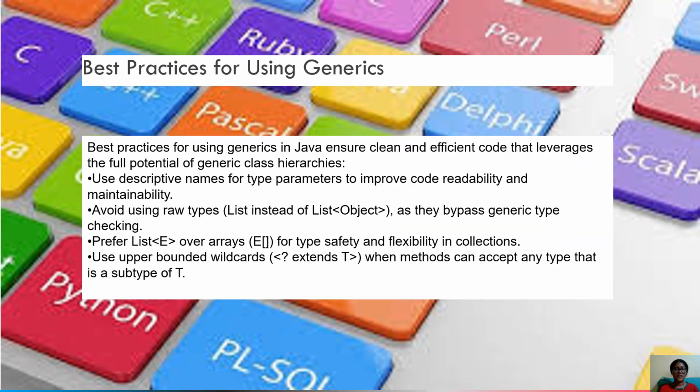So let's discuss some best practices for using generics. Best practices for using generics in Java ensure clean and efficient code that leverages the full potential of generic class hierarchies. Use descriptive names for type parameters to improve code readability and maintainability. Avoid using raw types, like List instead of List<Object>, as they bypass generic type checking. Prefer List<E> over arrays E[] for type safety and flexibility in collections. Use upper bounded wildcards when methods can accept any type that is a subtype of T.